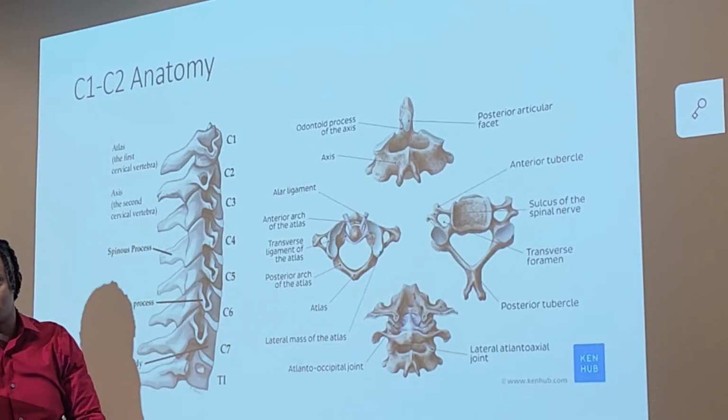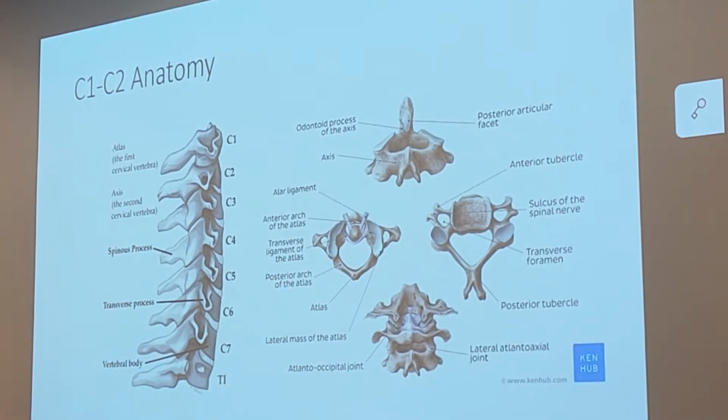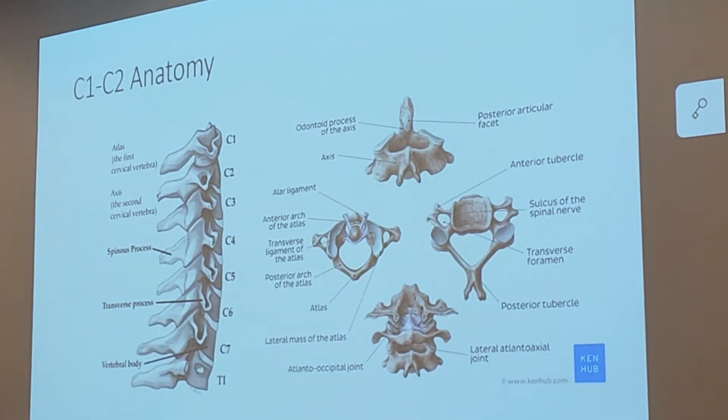But mostly the question that he usually gives me is, what is the joint that connects the atlas and occipital bone? And it would be the atlanto-occipital joint. Everybody has that? I'm going to the next slide.